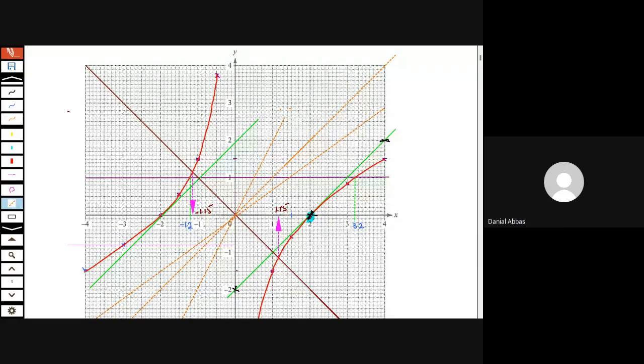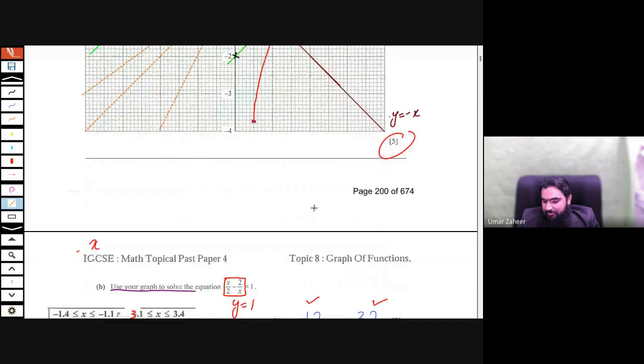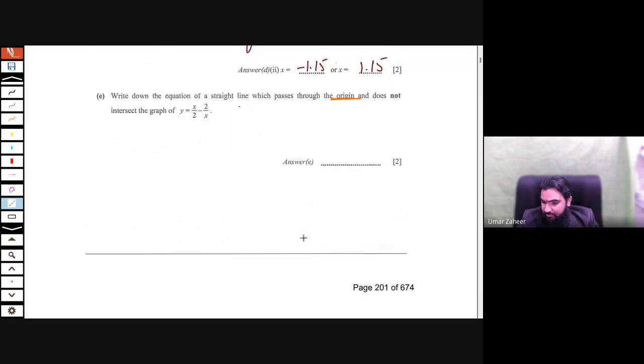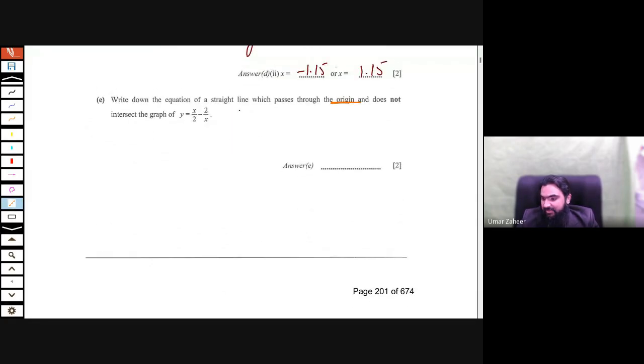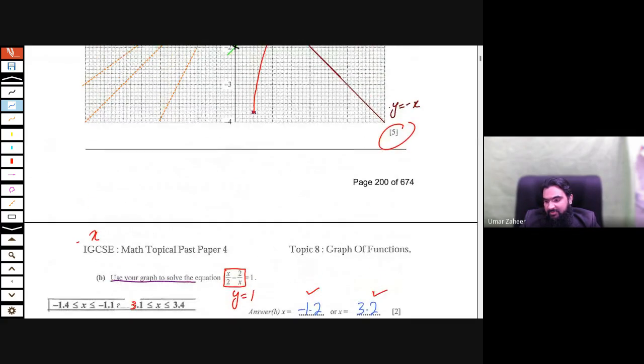So which one do we choose? You can choose any. What is the question? Write down the equation of a straight line. He says the equation of a straight line which passes through the origin and doesn't intersect it. So you just have to write the equation of a straight line. So the equation of a straight line is y is equal to x. That's the best one.